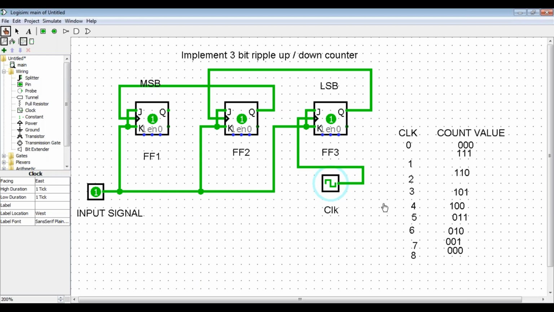Okay, fine. Suppose if I am applying my second clock pulse, again you want to click this clock. Now the clock is switched off. Again you want to click. This is your second clock pulse. So at the second clock pulse you will get 1 1 0. Next we are going for third clock pulse.